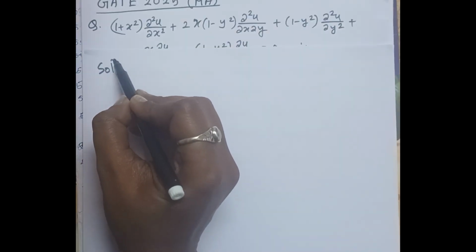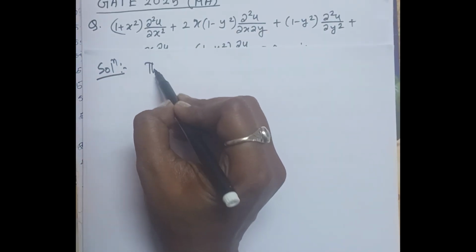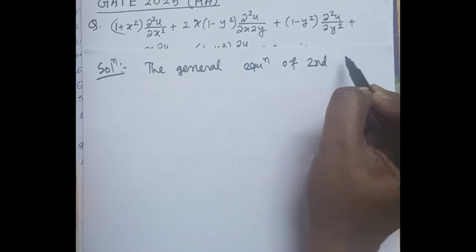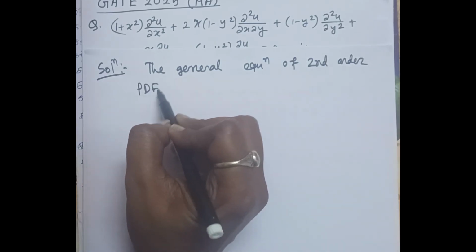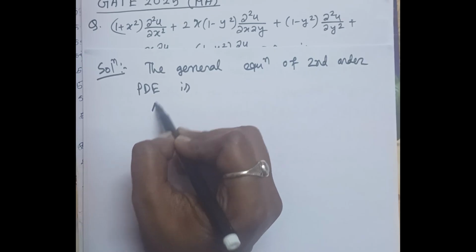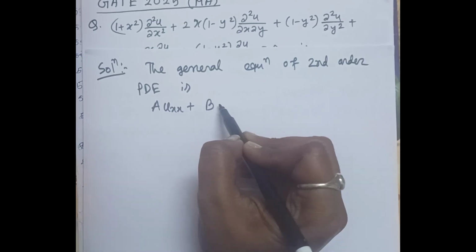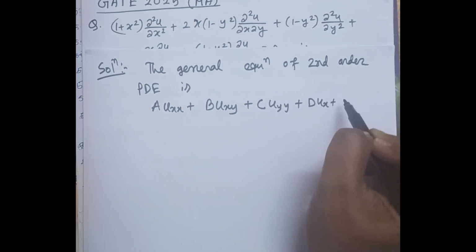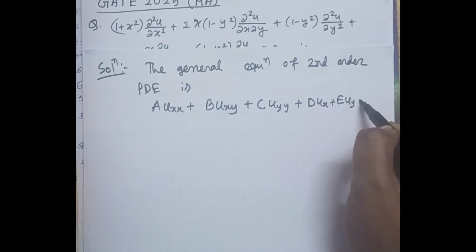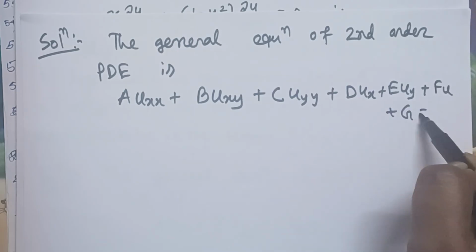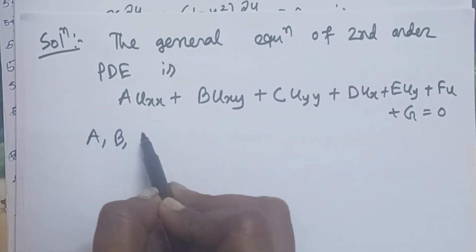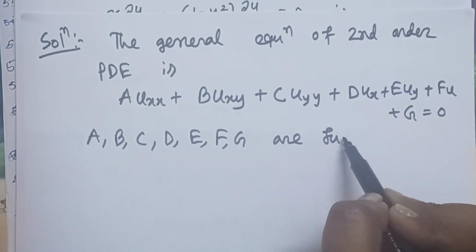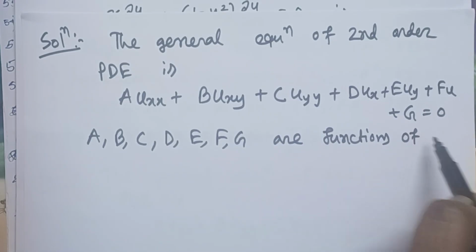This is a very simple question. Now let's start the solution. So we know that the general equation of a second order partial differential equation, or PDE, in two variables is a uxx plus b uxy plus c uyy plus d ux plus e uy plus f u plus g equals 0, where a, b, c, d, e, f, g are all functions of x, y and u.